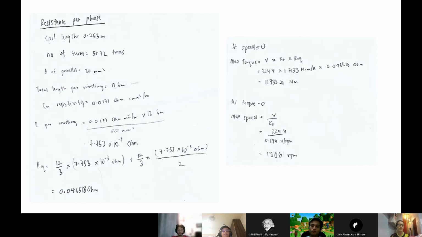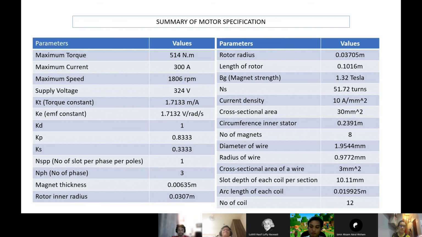And there we got our resistance per phase, our equivalent resistance, where the formula is number of coils divided by 3 times resistance per winding plus number of coils divided by 3 again times resistance per winding divided by 2, and we got 0.046518 ohm. From our equivalent resistance, we can find our max torque at the speed of 0, calculated by voltage times KT divided by our equivalent resistance, and we got 11,933.31. At torque 0, we can find our max speed, which is 1,806 RPM. Here is our summary for our motor specification.